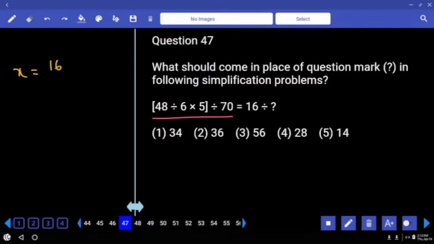Let me take these numbers to right hand side and it becomes into 70 divided by 48 by 6 into 5. 6, 8 times. Denominator 8 into 5. 0, 40, 0 gets cancelled and 4 times x is 28. Over.